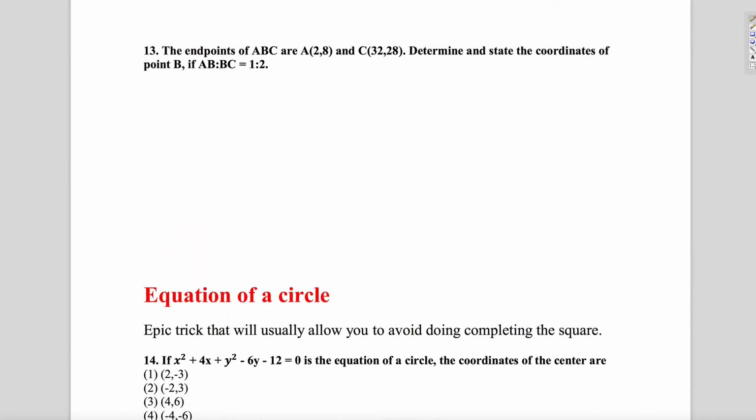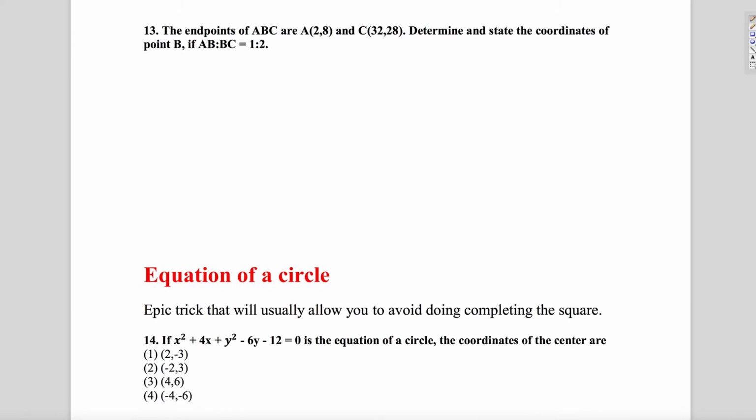Line ratio. Okay, this is a weird question you've never seen before. I'm going to teach you how to do it. Very simple. This is the easiest way. They want to divide the line into a 1-to-2 ratio. So these are the steps that I like to take. Okay, I make a chart, X and Y. Step 1, I do y2 minus y1, that gives me 20, and x2 minus x1, that gives me 30.